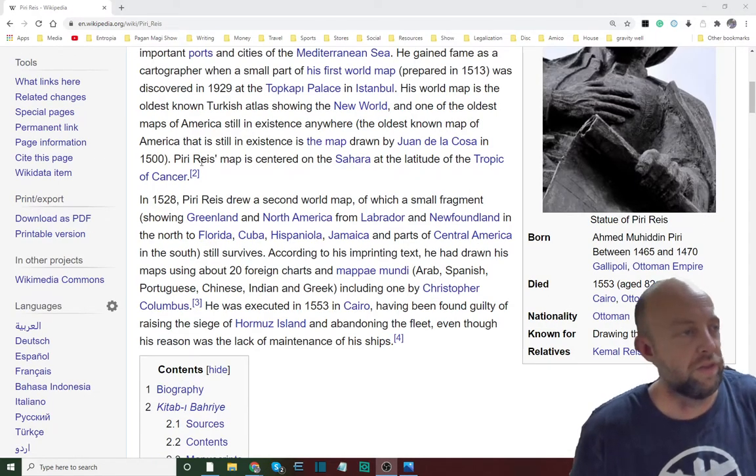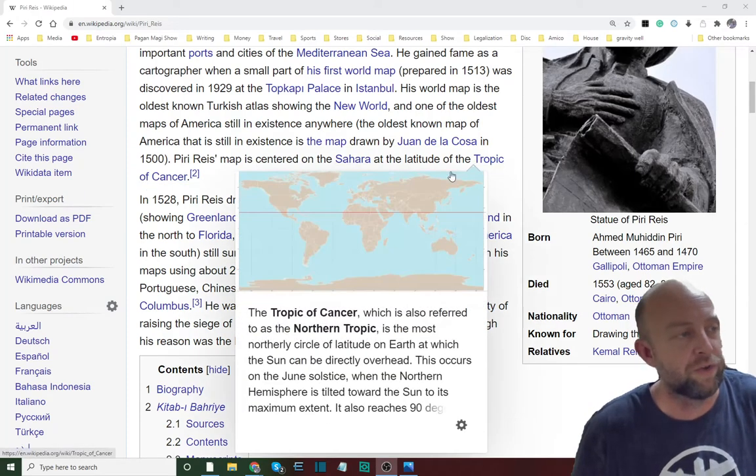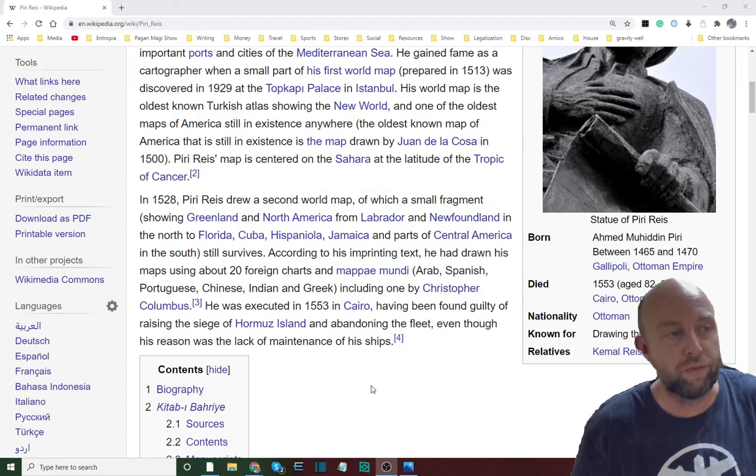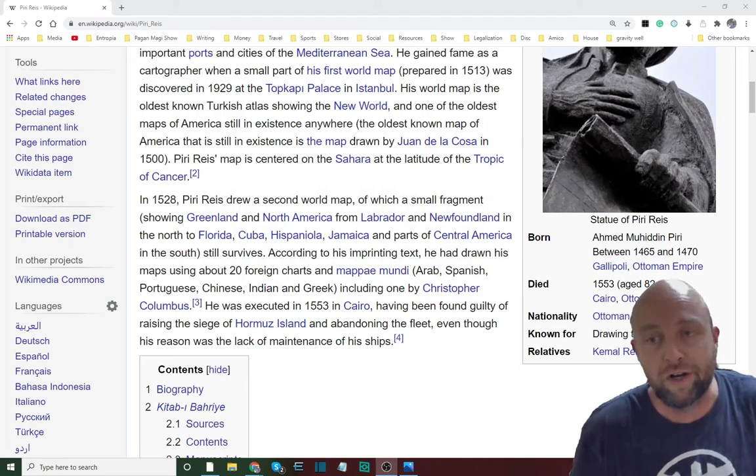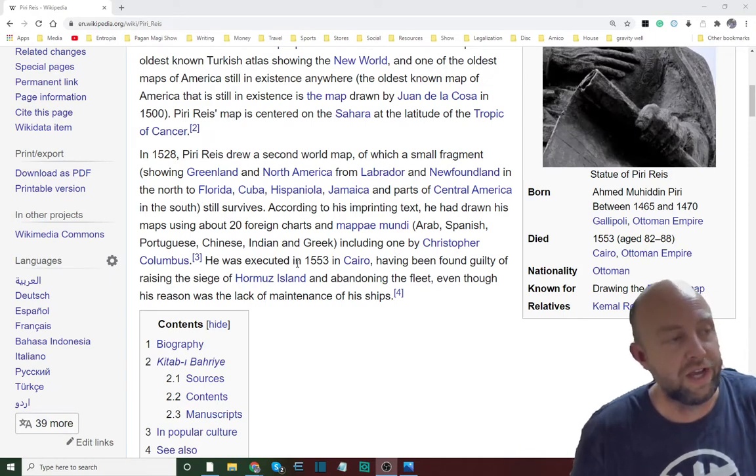It says here that Piri Reis's map is centered on the Sahara at the latitude of the Tropic of Cancer. I noticed the tropic lines on my map are also very exclusive, or important. It says here he was executed in 1553 in Cairo, having been found guilty of raising the siege of Hormuz Island and abandoning the fleet, even though his reason was the lack of maintenance of his ships.